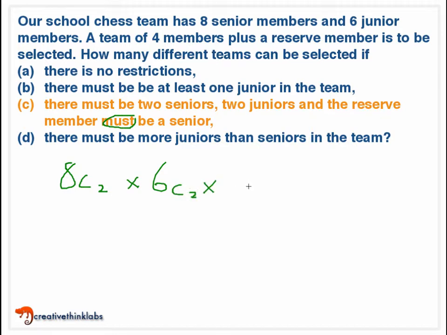The last part is a little bit tricky, because I need to keep in mind what I have done earlier. I've already chosen 2 seniors from the initial picking. So I only have 6 of them right now, but I still need to choose one more. So this will be 6C1. If I tabulate this using my calculator, I will get an answer of 2520. I hope you understand this. Now let's move on to the last part of the question.